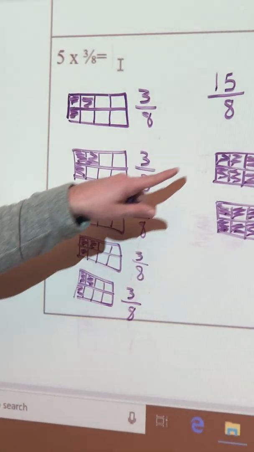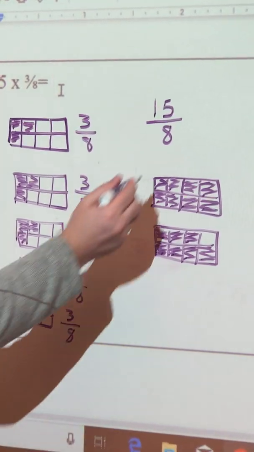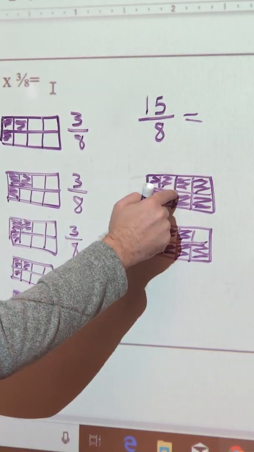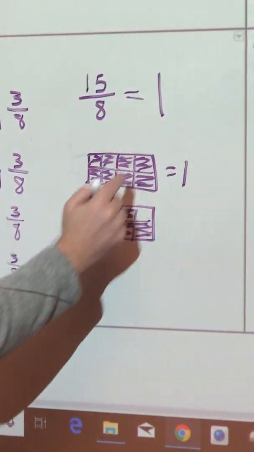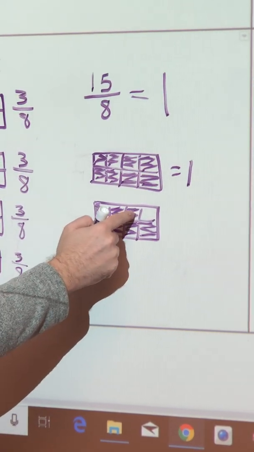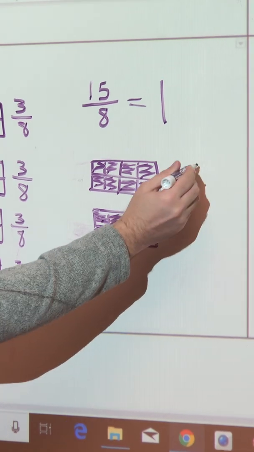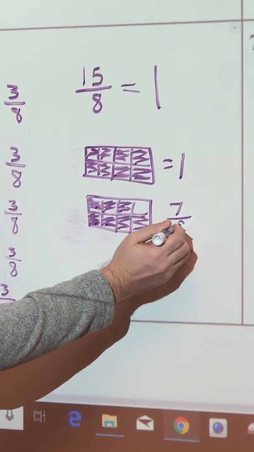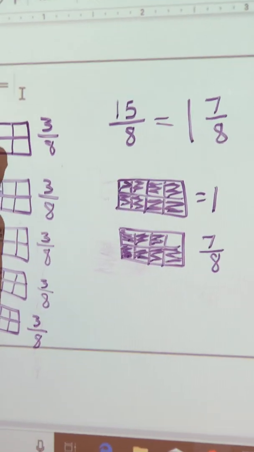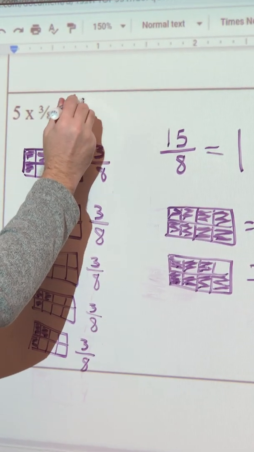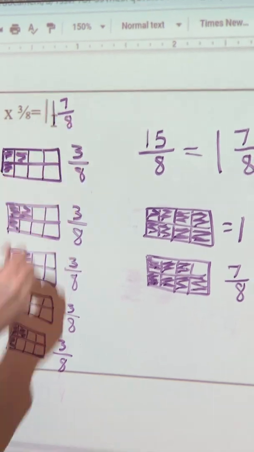So I can see here that I have 15/8, and I remember that every 8/8 is equal to 1, so I have one whole shape here. And then here I have 1, 2, 3, 4, 5, 6, 7 eighths. So 5 groups of 3/8 is 1 and 7/8.